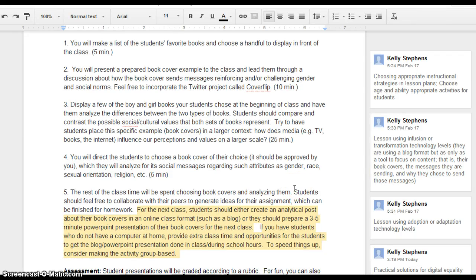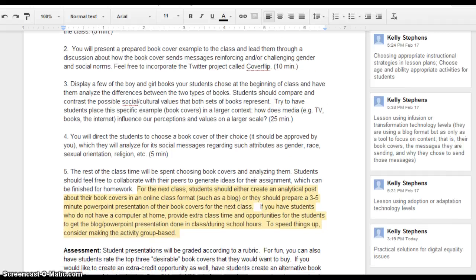So you should have students try to look beyond the specific example. They should be looking larger than that. So once you have the small particulars of analyzing a book cover, maybe try to expand your conversation if you have time to media on a larger whole. So how does media in general affect our perceptions? So internet, books, TV shows. What type of lessons are they giving us and how should we engage with that?